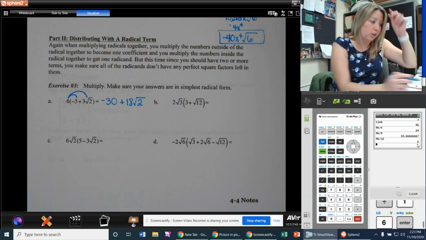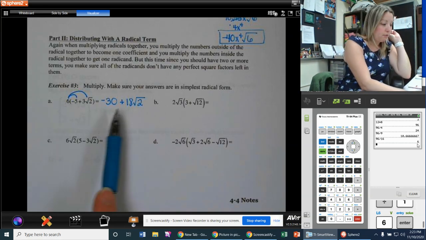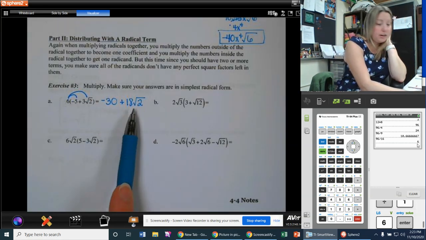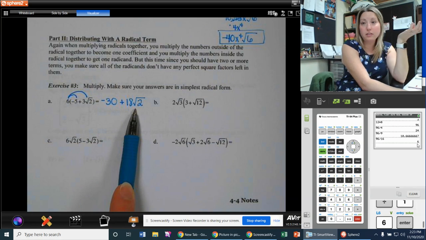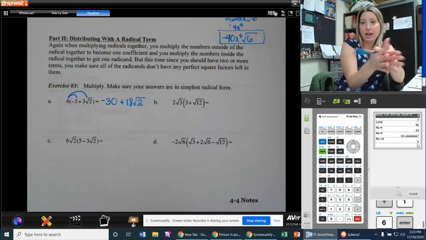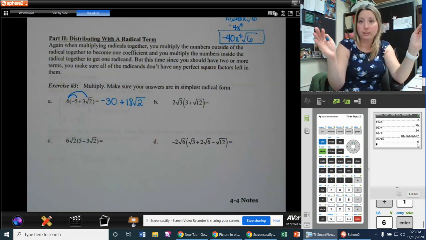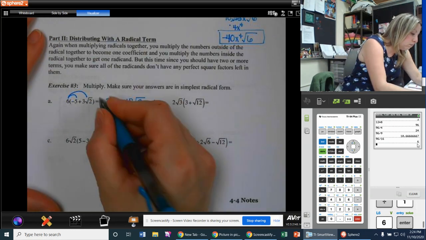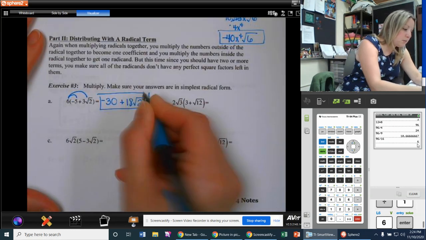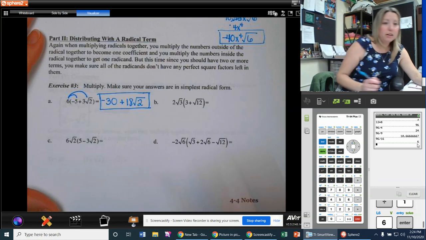This is a situation where you've got a rational number here and an irrational number here. And since they are not the same number set, they cannot add or subtract any further. That's it. You're done. Everything is simplified. Those can't add any further.